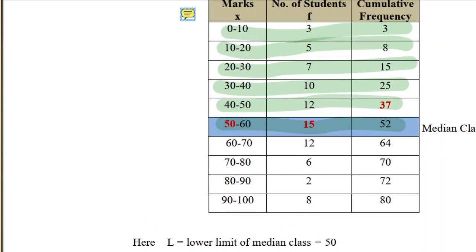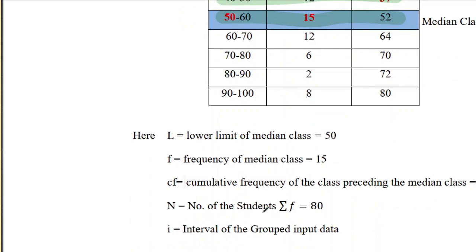0 to 10, 10 to 20, up to 90 to 100. What is the difference between these two values? 0 to 10, what is the difference? That is 10. 10 to 20, it's also 10. 20 to 30, it's also 10. Similarly 90 to 100, it's also 10. That means I equal to 10.